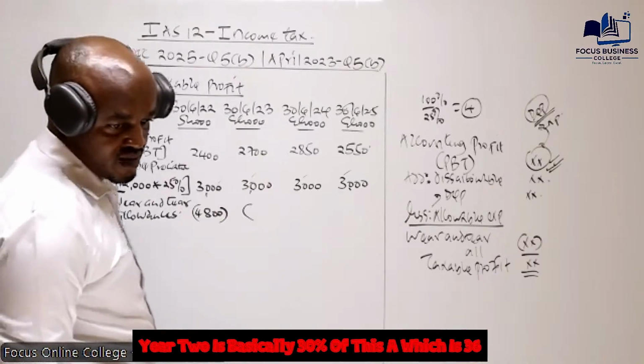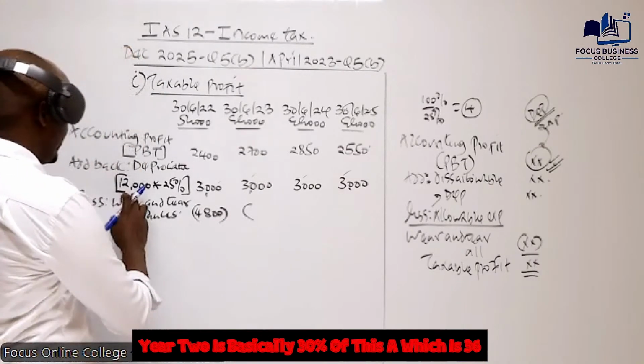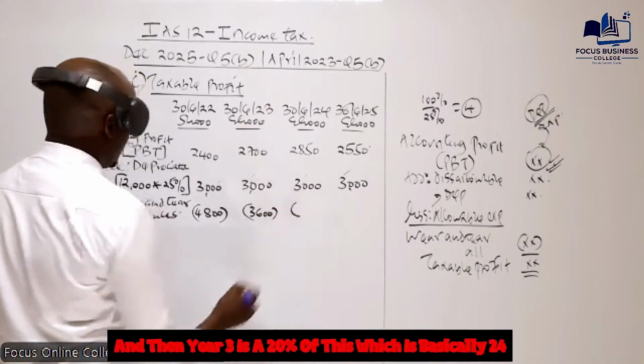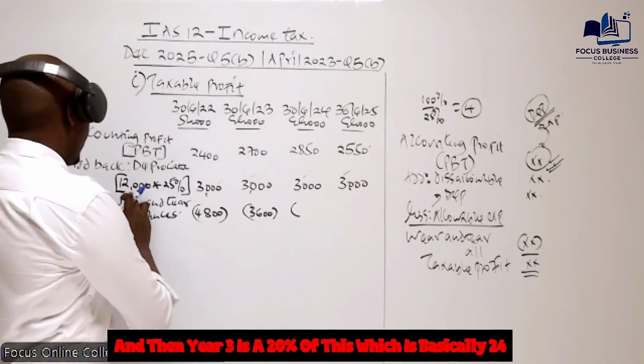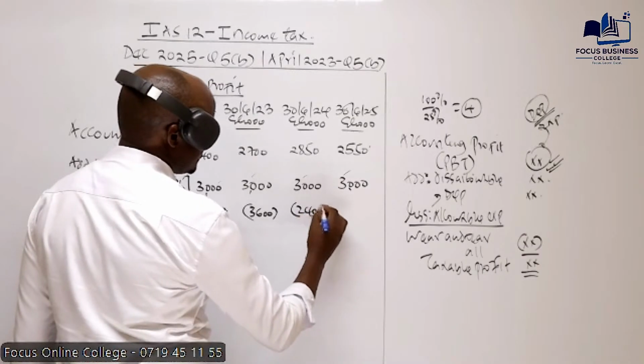Year 2 is basically 30% of this, which is 36. And then year 3 is 20% of this, which is basically 24.